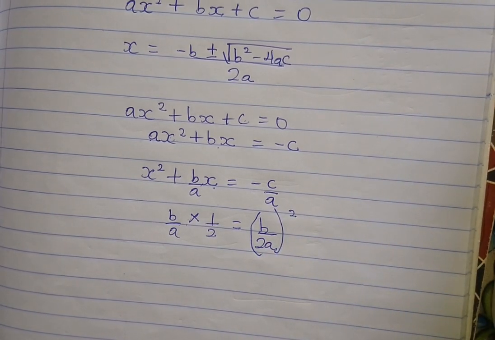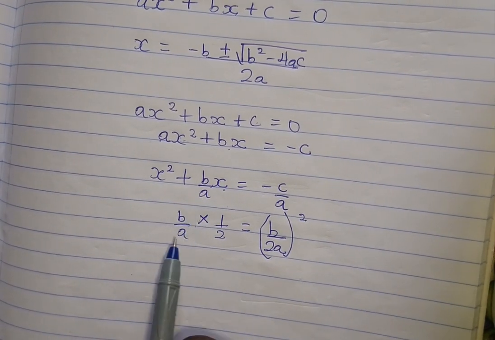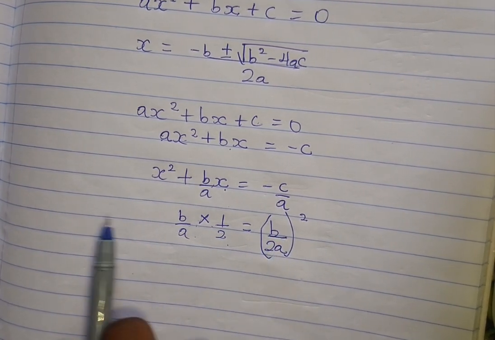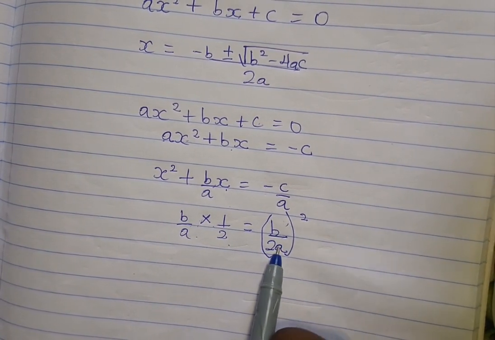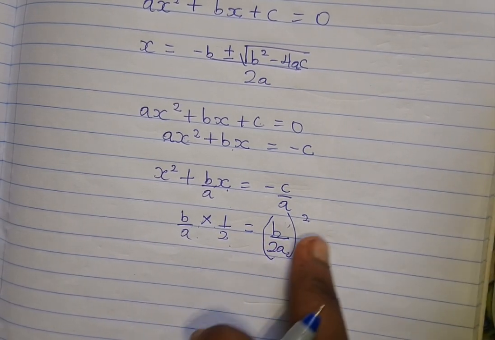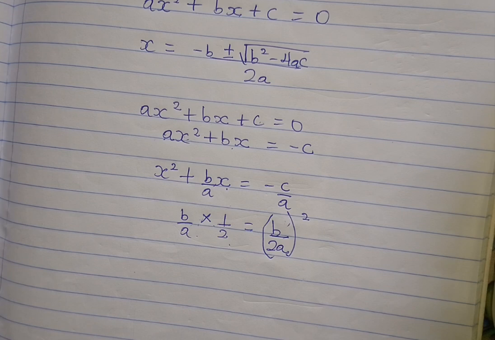After you do that, you then square it. Let me say it again. Coefficient of x, b over a. You multiply by 1 over 2. That's your answer. You now square everything. That's why I have b over 2a all square. So when you have done that, the thing that you got here, you add it to both sides of the equation.